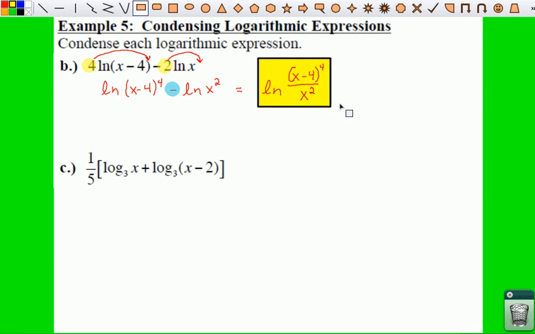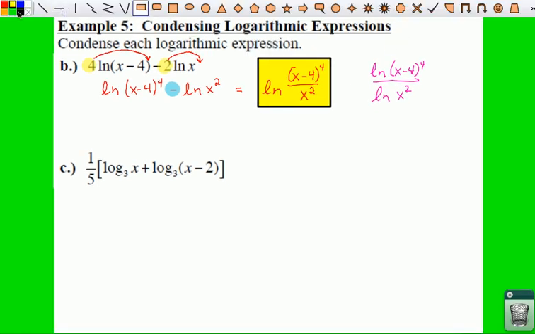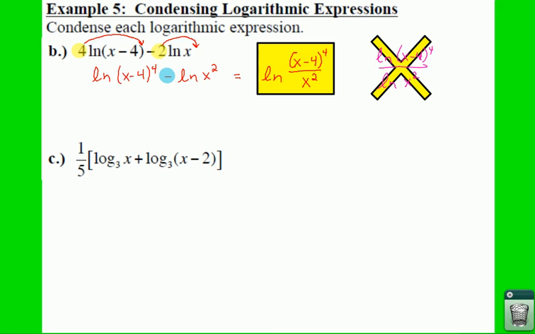Do not write this as some people like to do it: natural log of x minus 4 to the 4th over natural log of x squared. That's not the goal of rewriting this division. Your goal is to write these two natural logs into one log. So do not, I repeat, do not try doing it like this, because if you do, I'll put a huge red X over it. So don't do that.